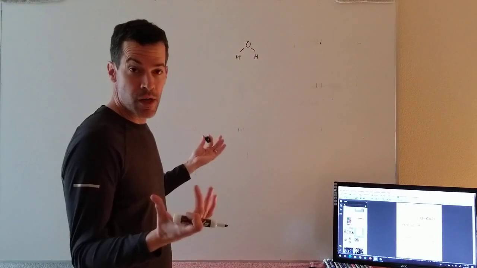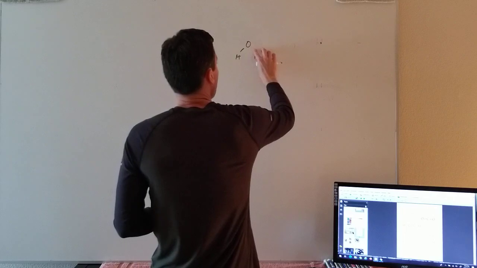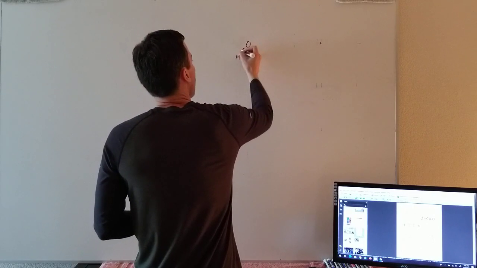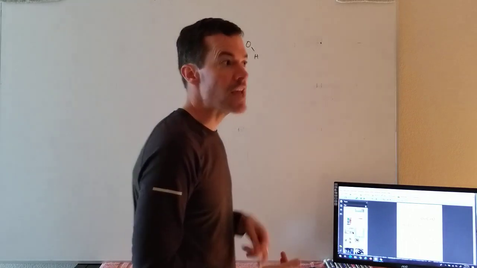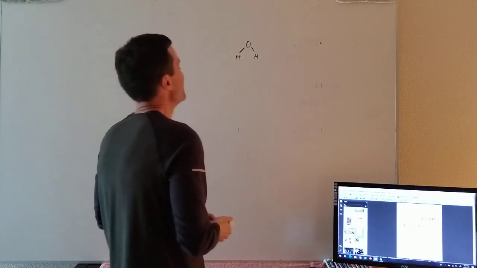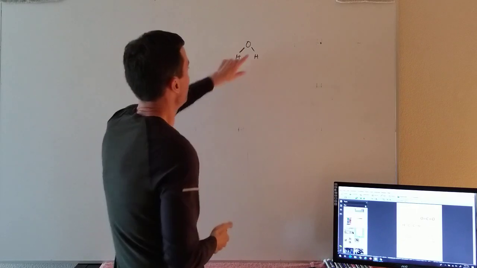But a solid line is always a covalent bond, sharing a pair of electrons. Okay, now here's what's unique about water. Well, not totally unique. It's a unique property of water, but there are other things that have this property too. So I guess it's not unique. So here's a water molecule. That's a covalent bond.